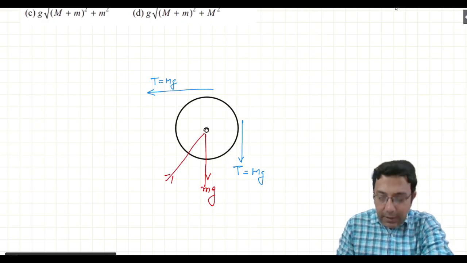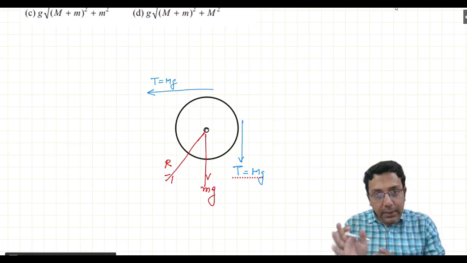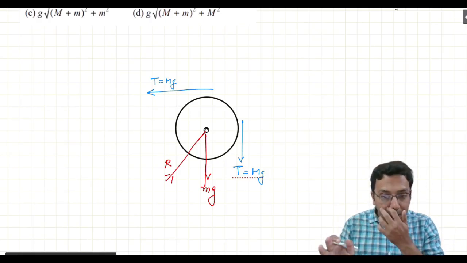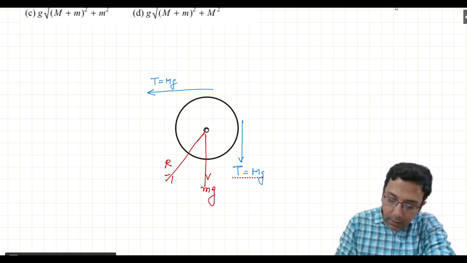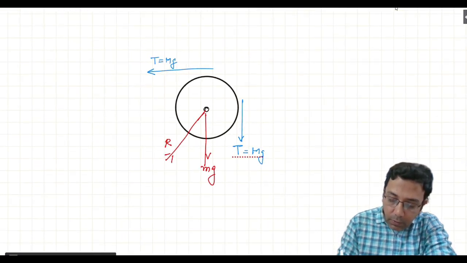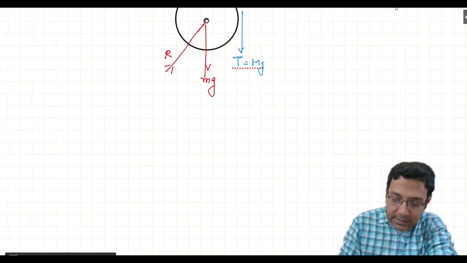Okay, we have a reaction force R. That is, of course, connecting from the clamp to the pulley. So this is how the arrangement is. What all the forces are, you can see here. Now R is the resultant force.